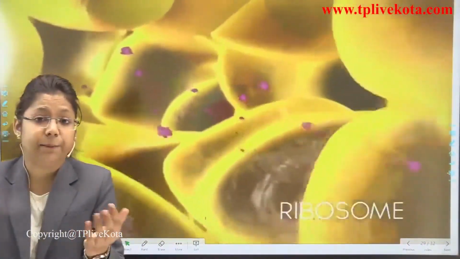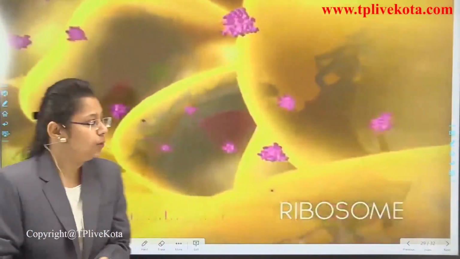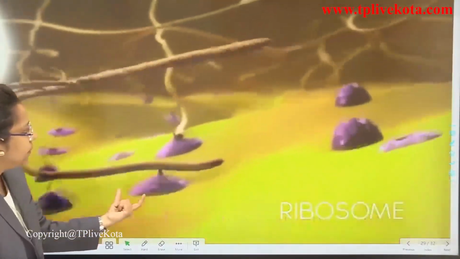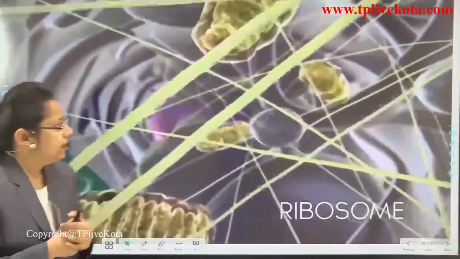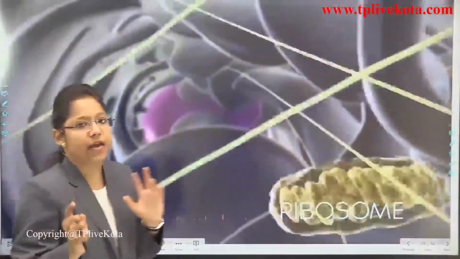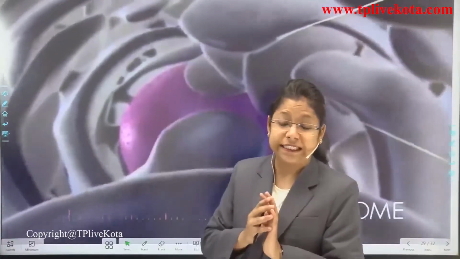What happens, students? These are the ribosomes which are embedded on the surface of the endoplasmic reticulum. You can see here these purple colored ribosomes are embedded on this structure. Okay, now what happens in this cell? Many ribosomes are present for protein synthesis.